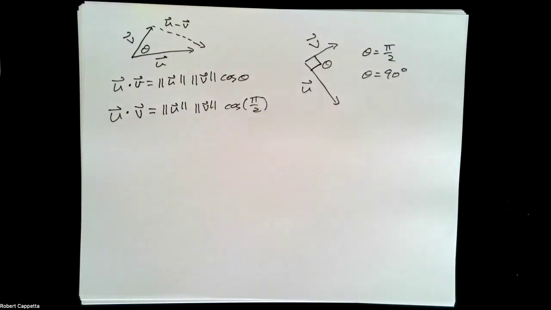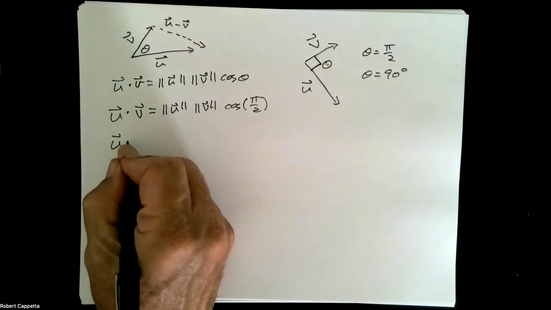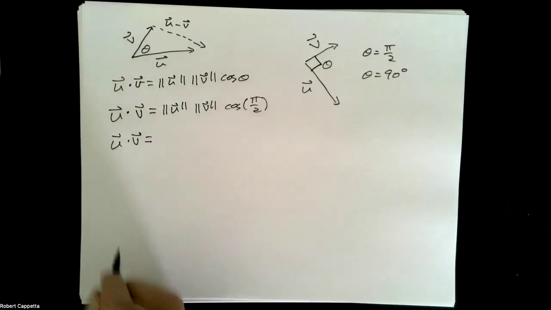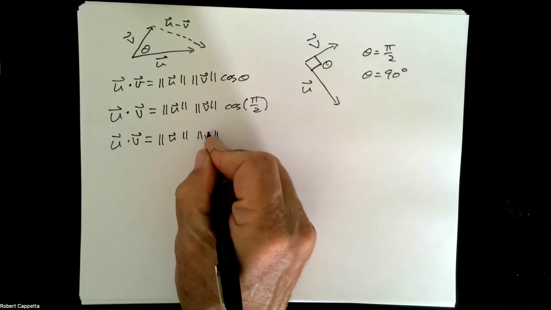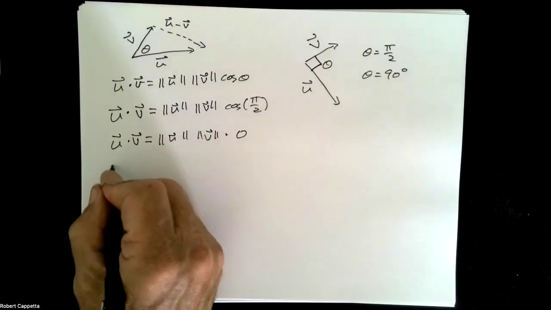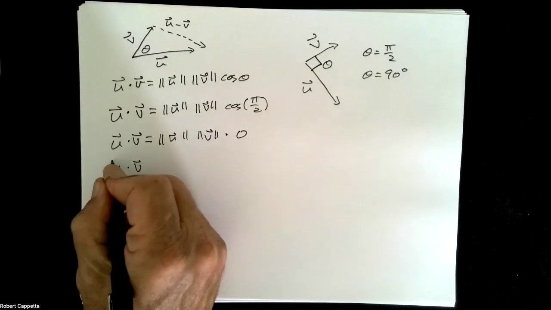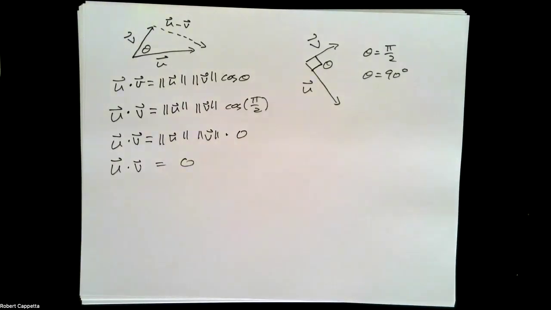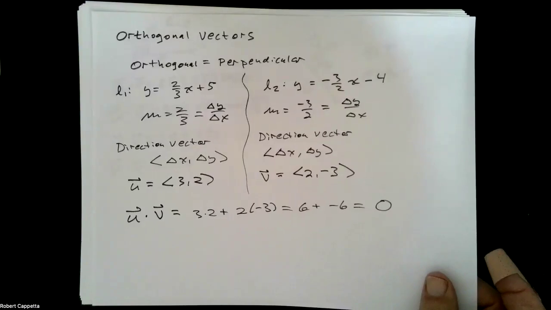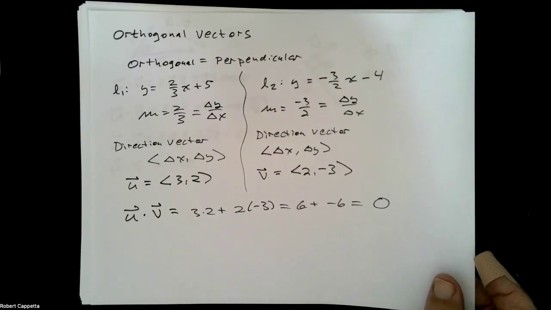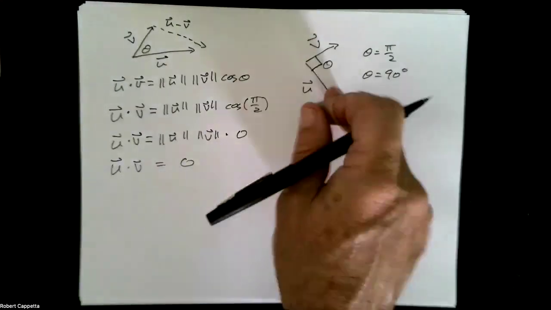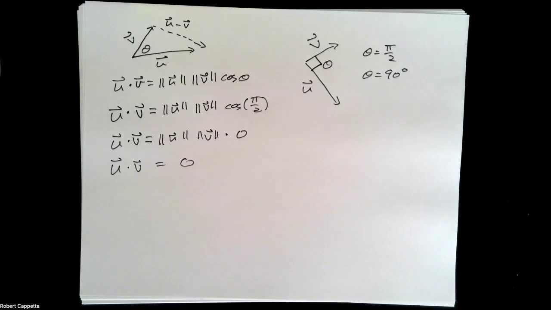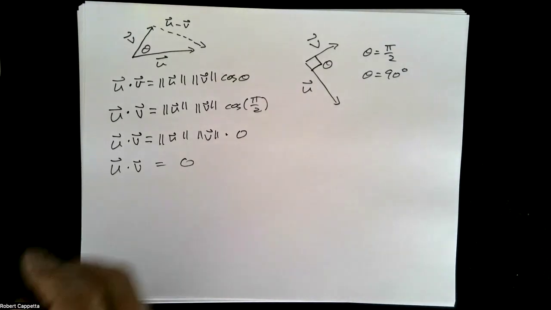The cosine of pi/2 is 0, so what we get is u dot v is the magnitude of u times the magnitude of v times 0, or u dot v is 0, which was indicated on what we had on the previous page. Remember, we had those two lines that had the two direction vectors u and v, and the direction vectors had a dot product of 0. And we just said here that if they are orthogonal, the dot product is going to be 0, which brings us to a fact.